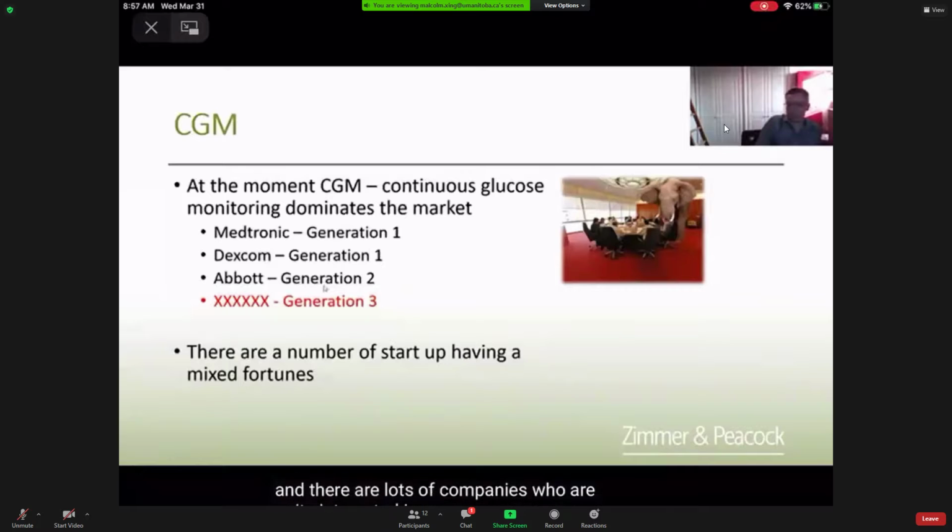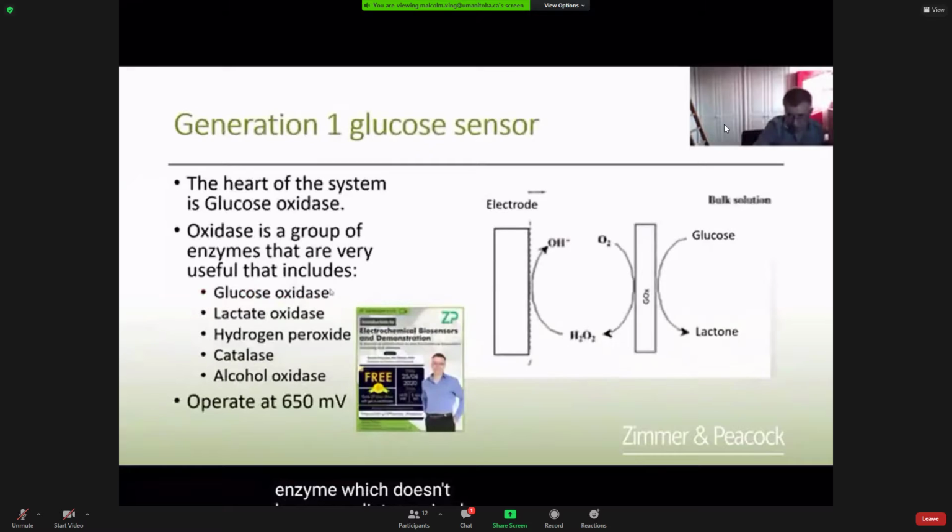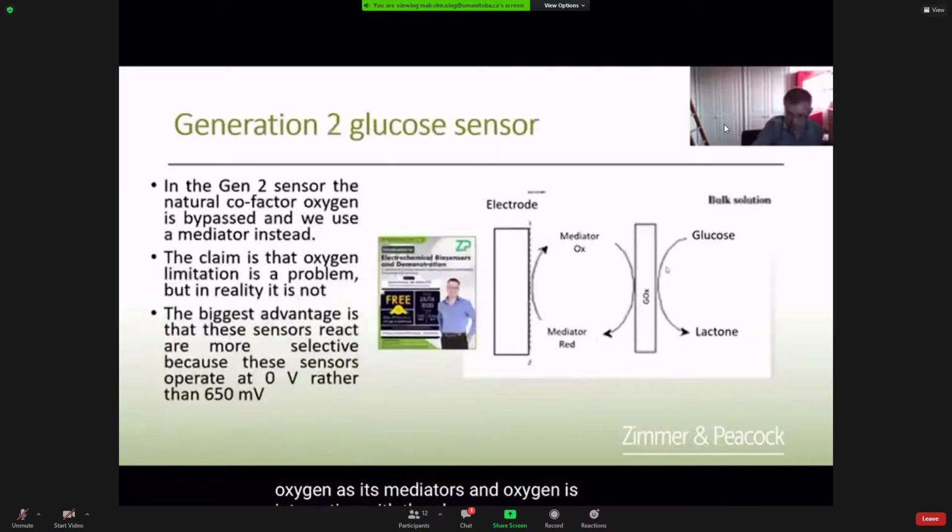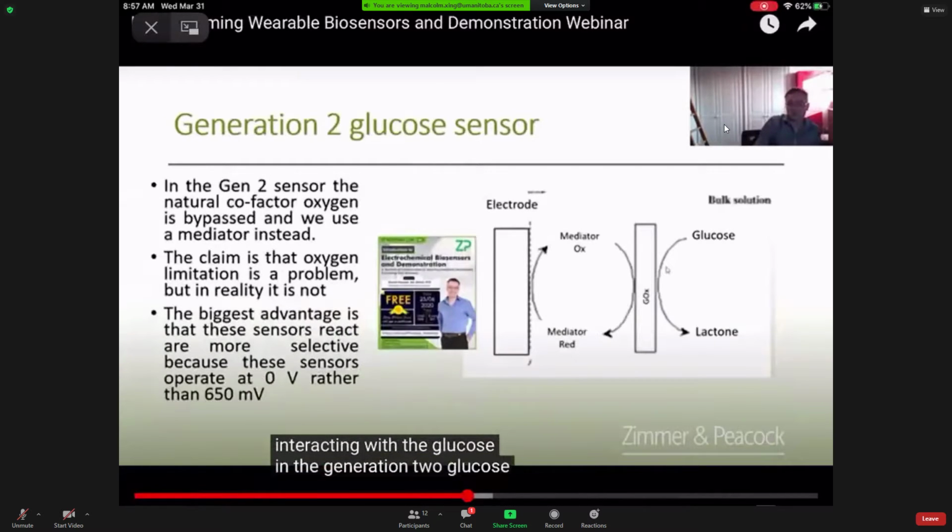There are lots of companies quite interested in making what's called a generation 3 sensor. A generation 3 sensor uses an enzyme which doesn't have a mediator. In a generation 1 glucose sensor, oxygen is the mediator, so oxygen is interacting with the glucose. In a generation 2, it's about the enzyme.